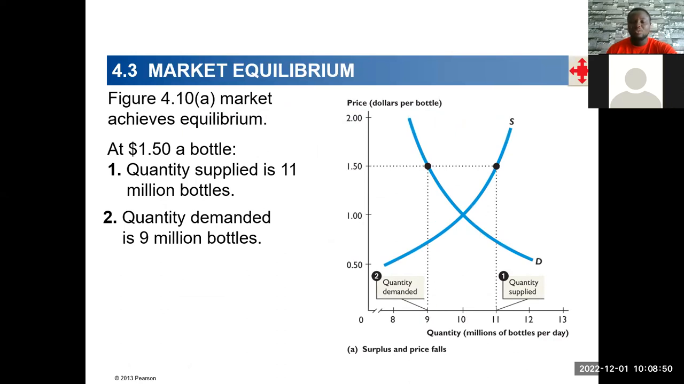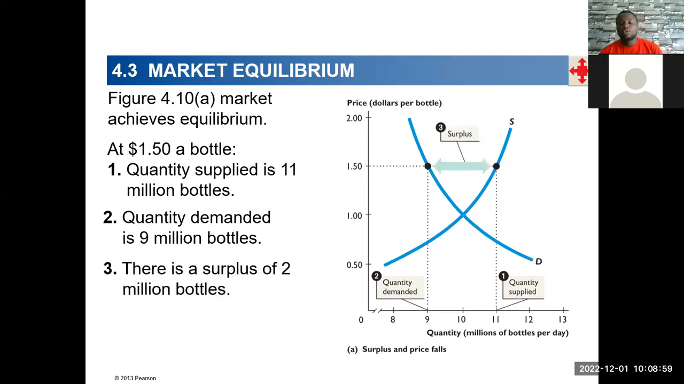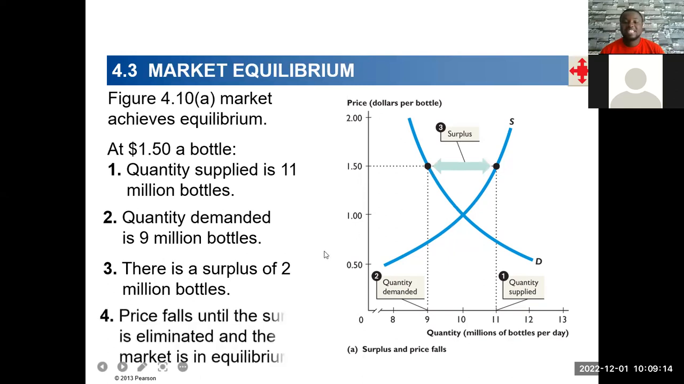Okay, they are doing what? They've put more for sale than what we need. So there's going to be what? A surplus of two bottles of water, if it's in millions. So 11 minus 9 is going to be the surplus here, the quantity supplied over quantity demanded. So what is going to happen? There's going to be a downward pressure on price. Price will keep on falling until we get back to the equilibrium.